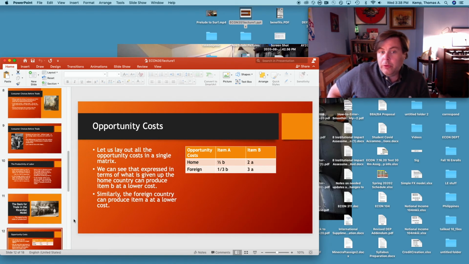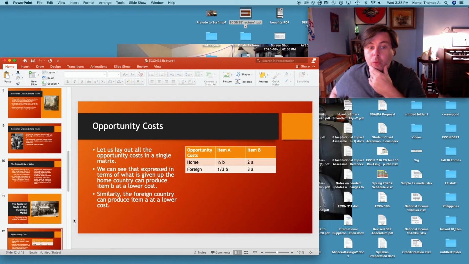And of course we'll notice that the cost of item A in the home country is the reciprocal of the cost of item B. It has to be, okay? So 1/2 versus 2/1, right? So every time we produce an item A, we give up half of item B, and every time we produce an item B, we give up 2 of item A, okay? Right, which is just 2 ways of stating the same thing.